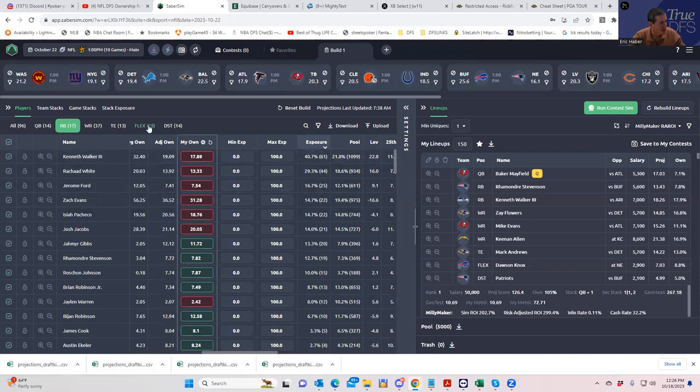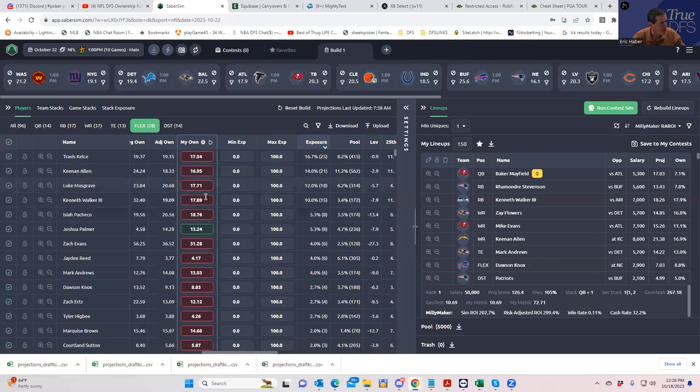See, when you look at the flex, you pick up, I think, some more of the Zach Evans, but not much. Wow, this is amazing. I really thought that Zach Evans was going to be lock button city, but this is what the contest sims do. It takes into account that he's going to project at 40% ownership, and they do a good job of fading off of that. So I think this is very interesting.